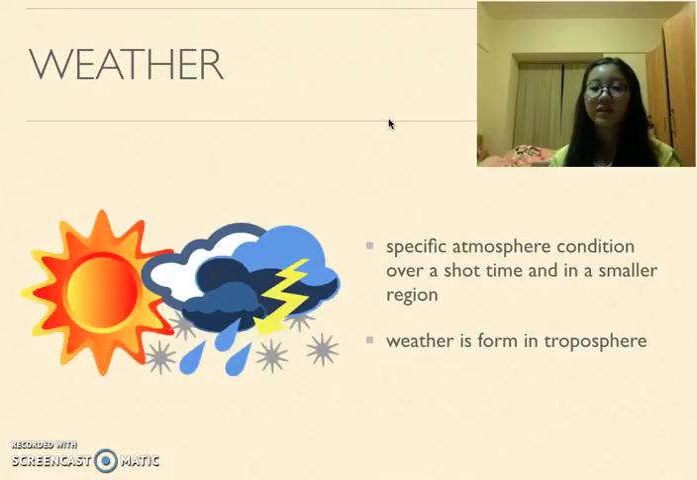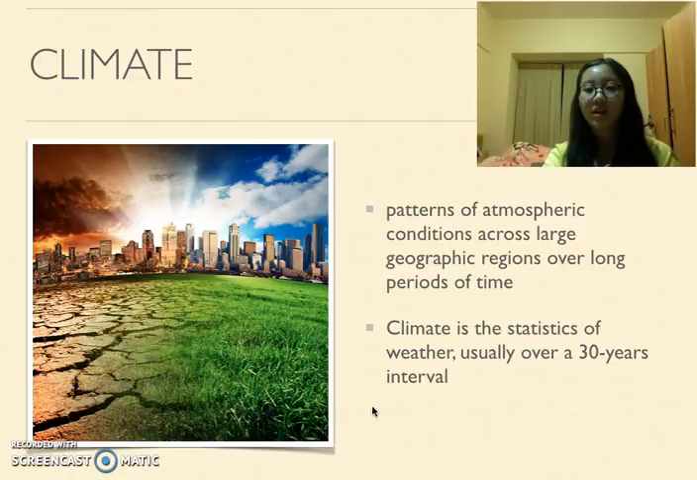Weather is the specific atmospheric condition over a short time and in a smaller region. Weather is formed in the troposphere. Climate is a pattern of atmospheric condition across a large geographic region over a long period of time. Climate is a statistic of weather, usually over a 30-year interval.